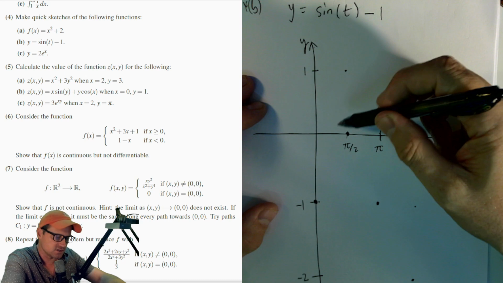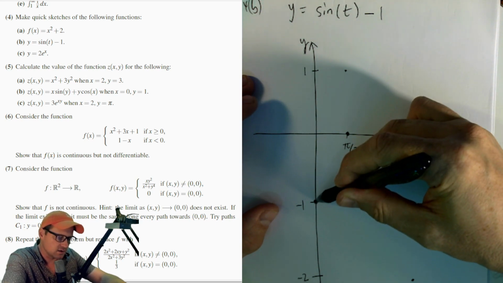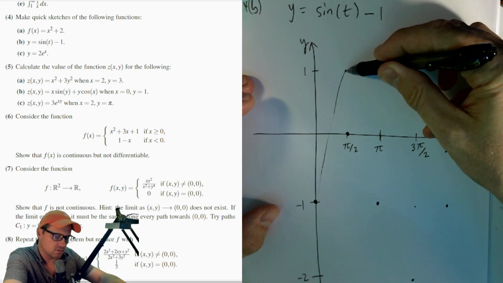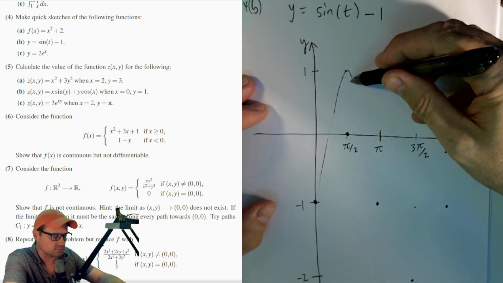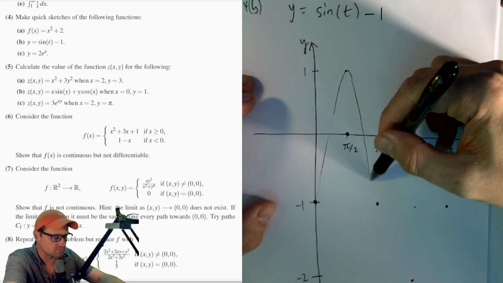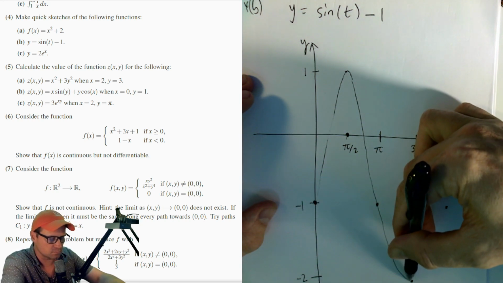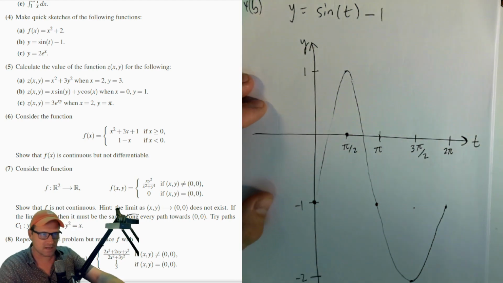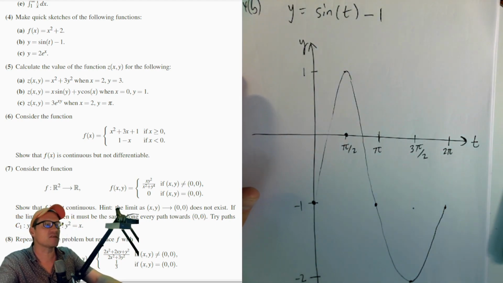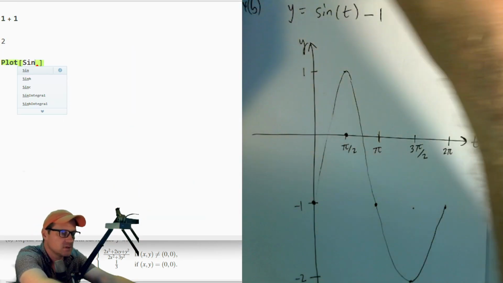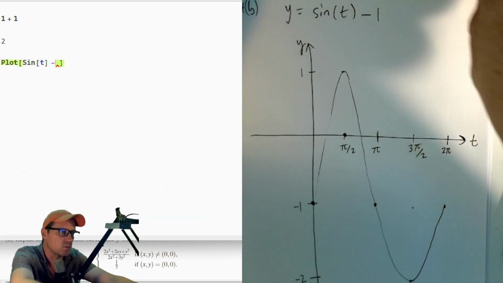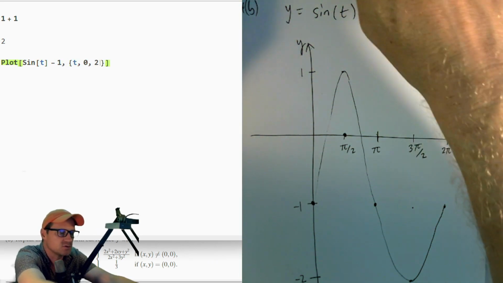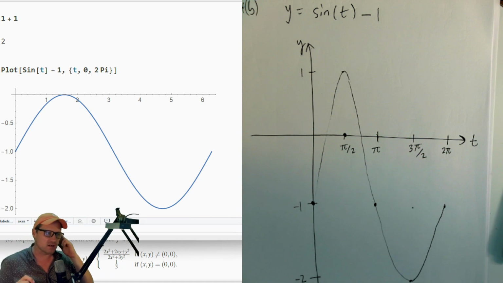And so now we just need to fill in a curve, or a sine wave. Okay, so there's my quick sketch, but let me give you a Mathematica sketch of this also. Sine of t, and then subtract 1. And then let's do this as t goes from 0 to 2 pi. Okay, so there we have a Mathematica sketch of that.